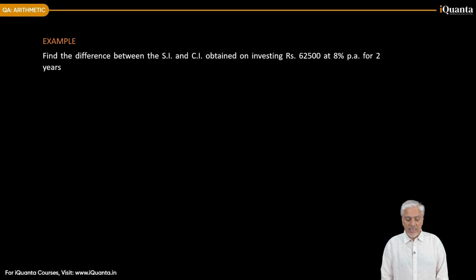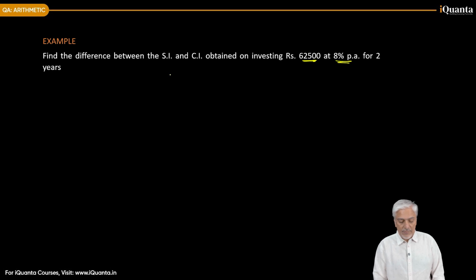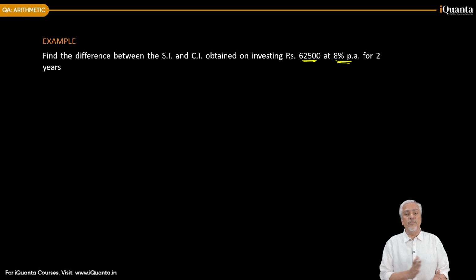Find the difference between simple interest and compound interest obtained on investing rupees 62,500 at 8% for 2 years. Now, I will be doing a completely separate video on differences, but here I'm going to try and just use a basic approach. Okay, and it's only a 2-year thing, so it's going to be very easy.